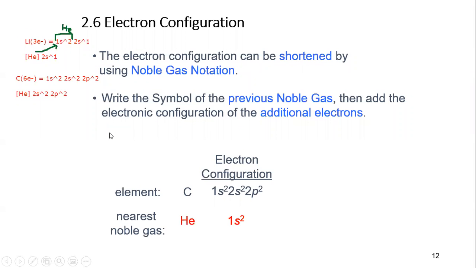So here we have carbon. The nearest noble gas is helium, which is represented by the 1s2. And so this is how we write the abbreviated electron configuration.